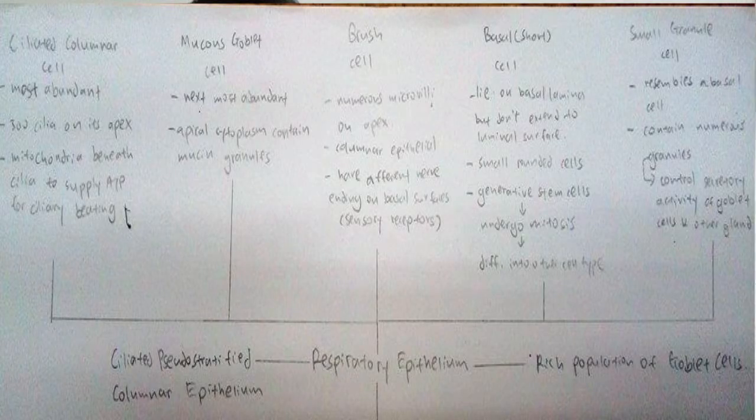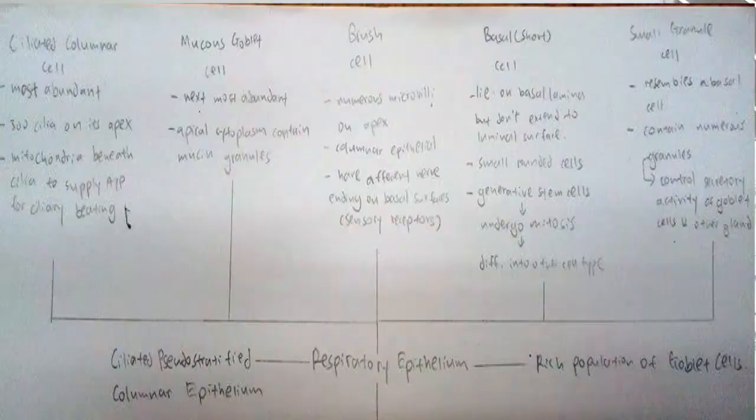To move on to the respiratory epithelium, most of the conducting portion is lined by ciliated pseudostratified columnar epithelium containing a rich population of goblet cells, and it is called respiratory epithelium. A typical respiratory epithelium normally consists of 5 types of cells.